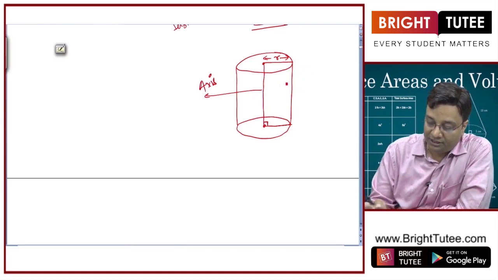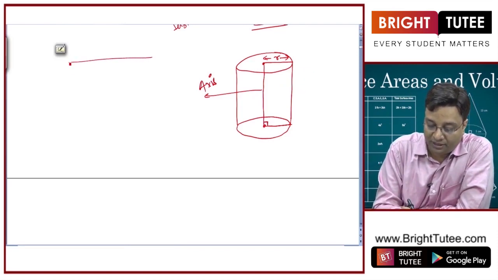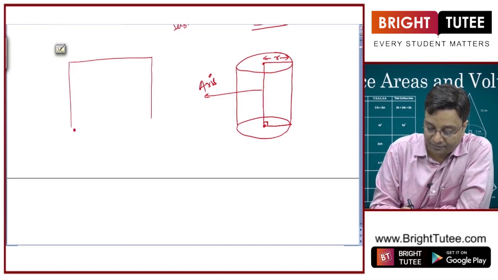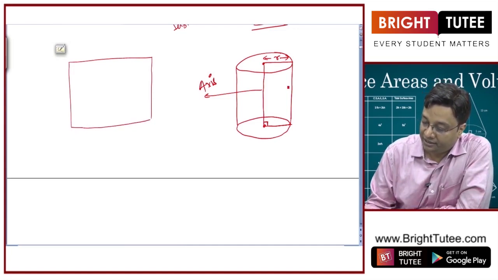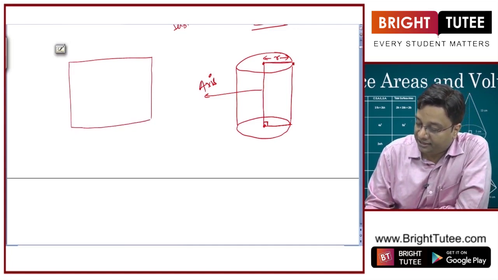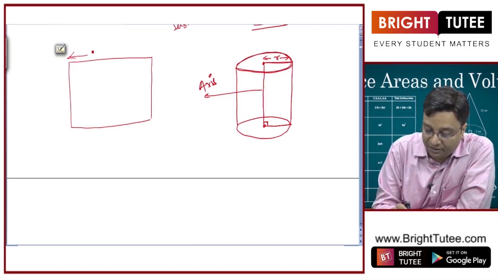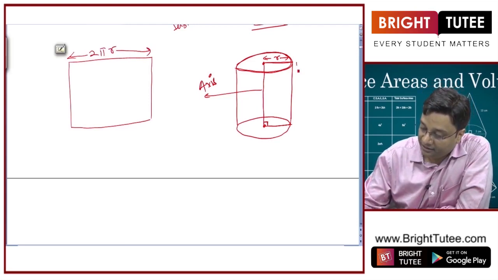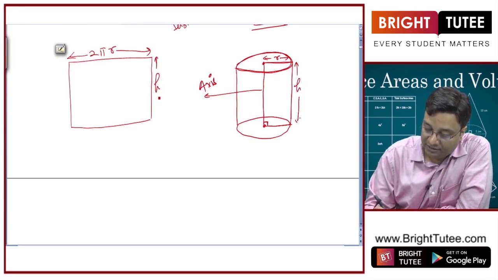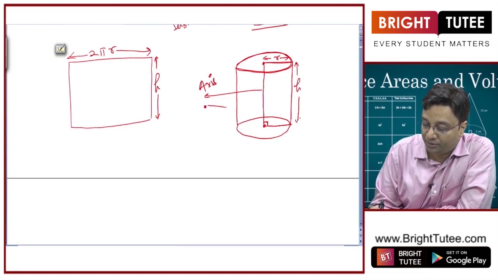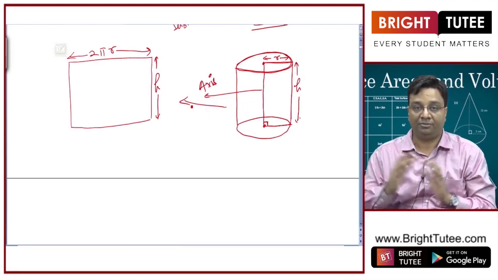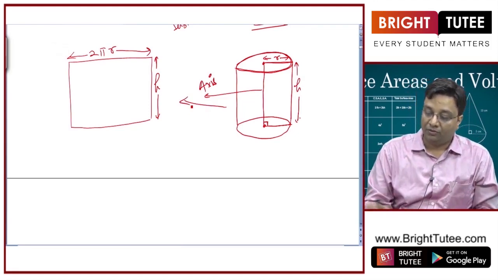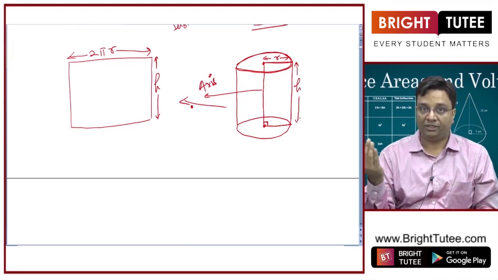So if we open this cylinder, this will open like this, and if this radius is R, what will be the circumference? It will be 2 pi R, and when you open it, it will act as the length of this rectangle, right? Let us say this height is H. So what will be the breadth of this rectangle? It will be H. I have just opened this figure, I have spread this figure. So what will be the surface area of this cylinder?